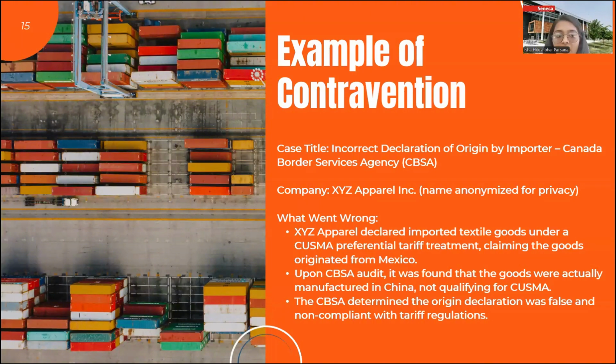So what went wrong? XYZ Apparel declared imported textile goods under a CUSMA preferred tariff treatment, claiming the goods originated from Mexico. But upon CBSA audit, it was found that the goods were actually manufactured in China, not qualified for CUSMA. For that reason, the CBSA determined the origin declaration was false and non-compliant with tariff regulation.